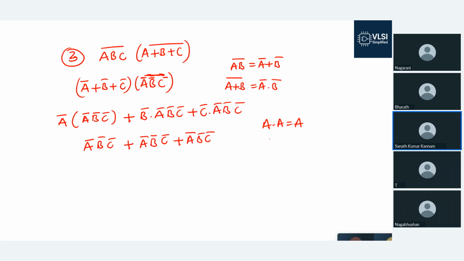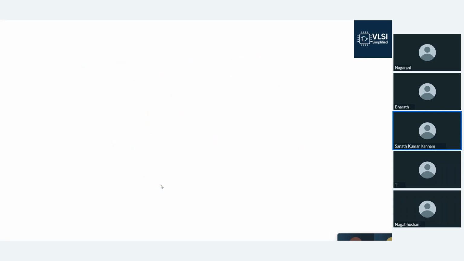Okay. You know from the OR law, what is A bar A equal to? A. Okay. So you can write this as A bar, B bar, C bar. Like this you can do. Next we'll see one more problem.